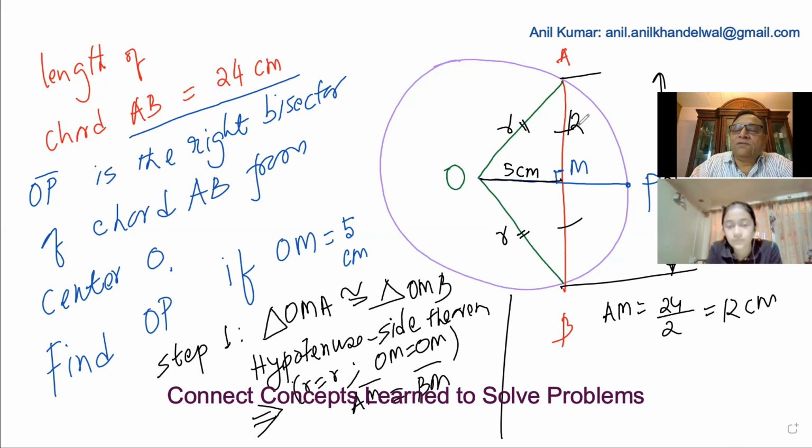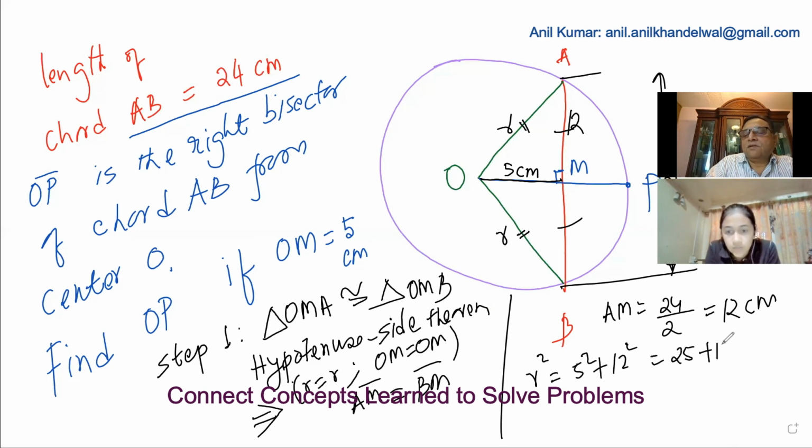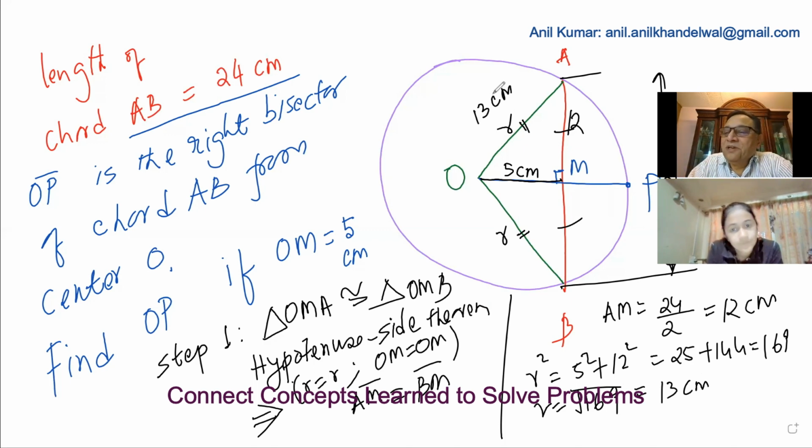Now you know 5 and 12, and you can find R. So now use the Pythagorean theorem. So you say R square is equal to 5 square plus 12 square. How much do you get? R square is equal to 25 plus 144. So what is the square root of 169? 13 centimeters, right?